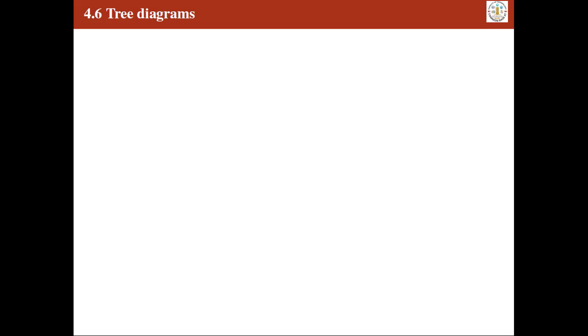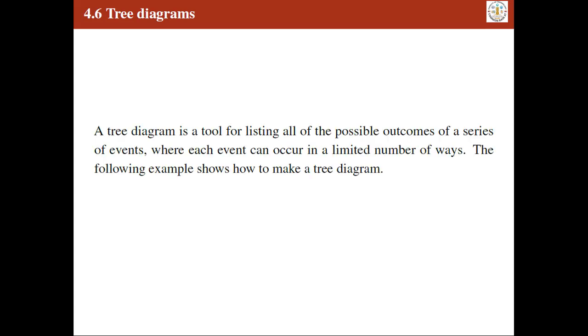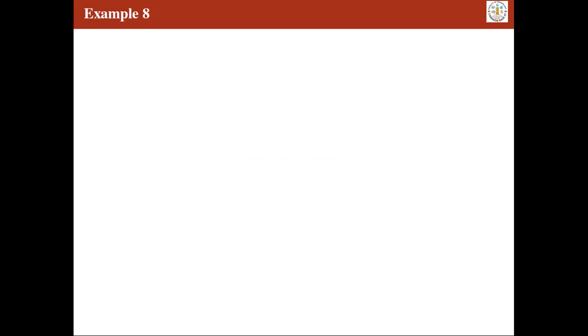A tree diagram is a tool for listing all of the possible outcomes of a series of events, where each event can occur in a limited number of ways. The following example shows how to make a tree diagram.